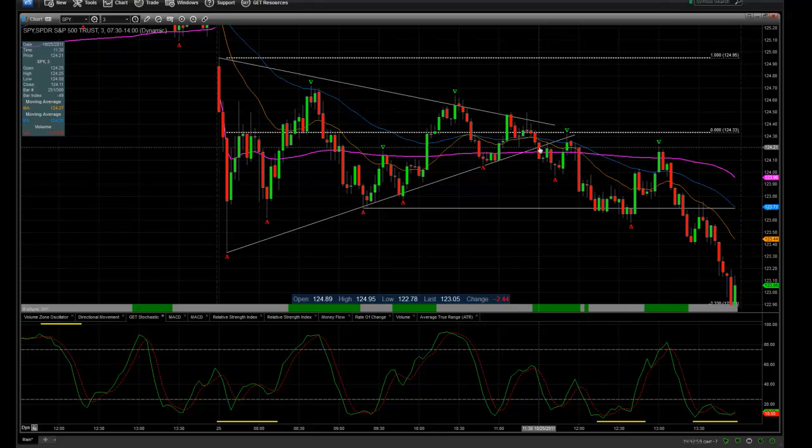And again, I recommend most people don't play the break of the triangle, because really this pattern is still in place. You're still inside the bigger arms of this triangle. So really the places to play are the 123.70, and up here it was, you could say, 124.65 or 124.75 would be the ones on the upper side that I would look at.